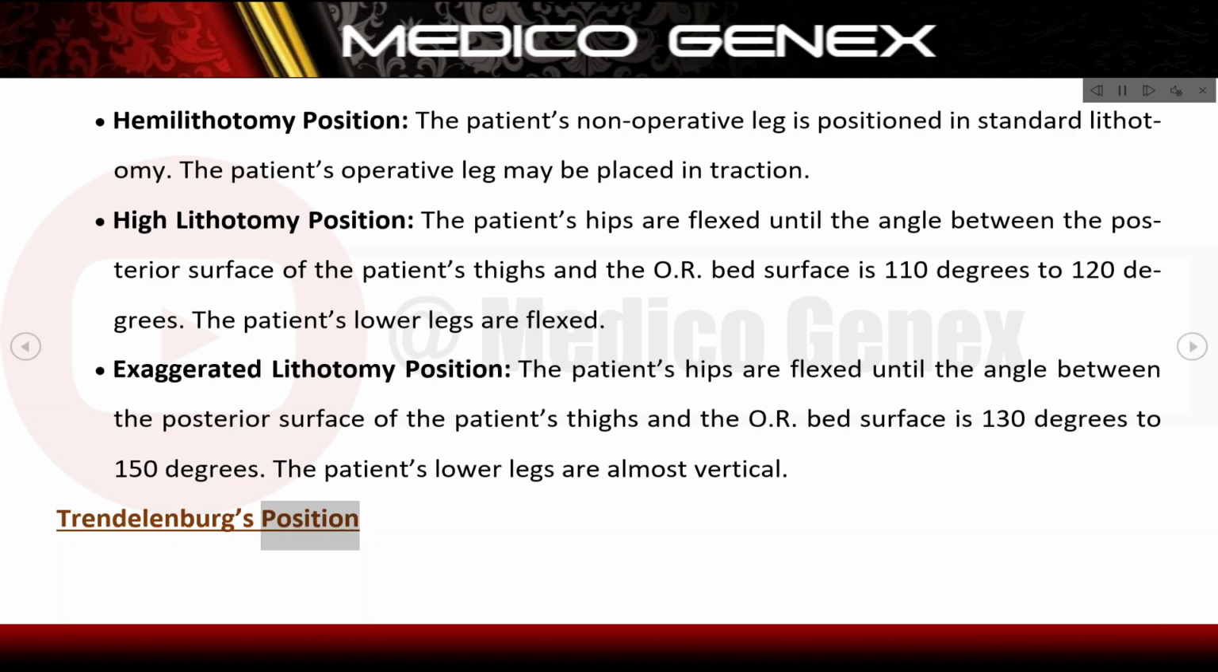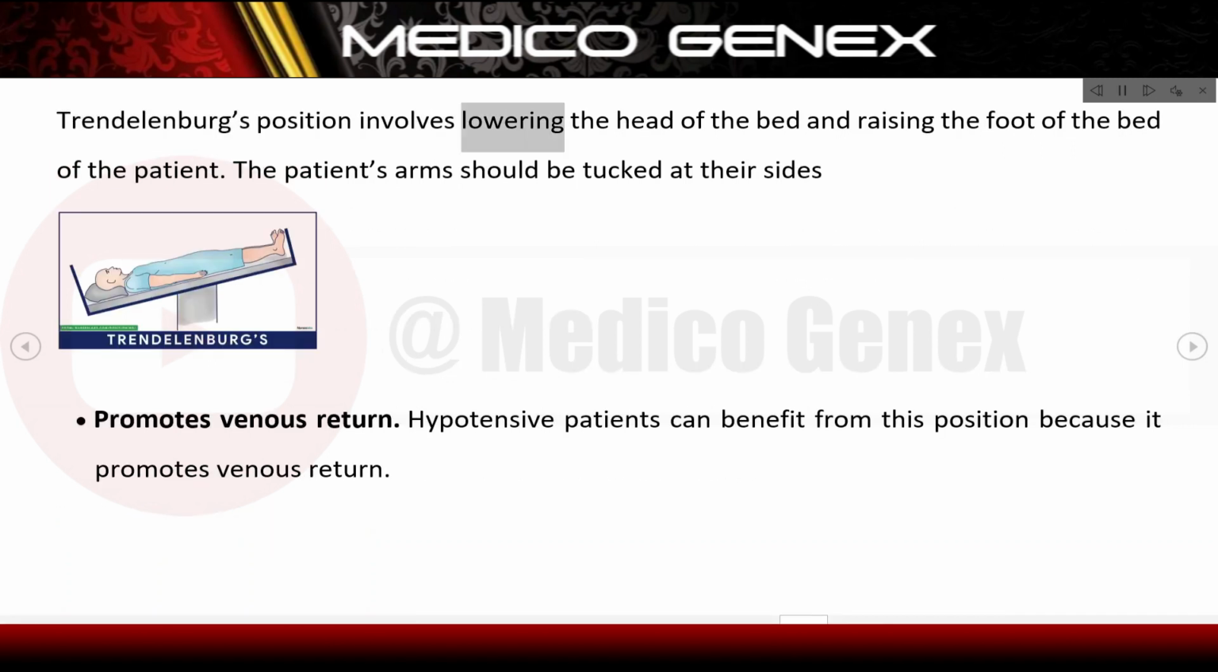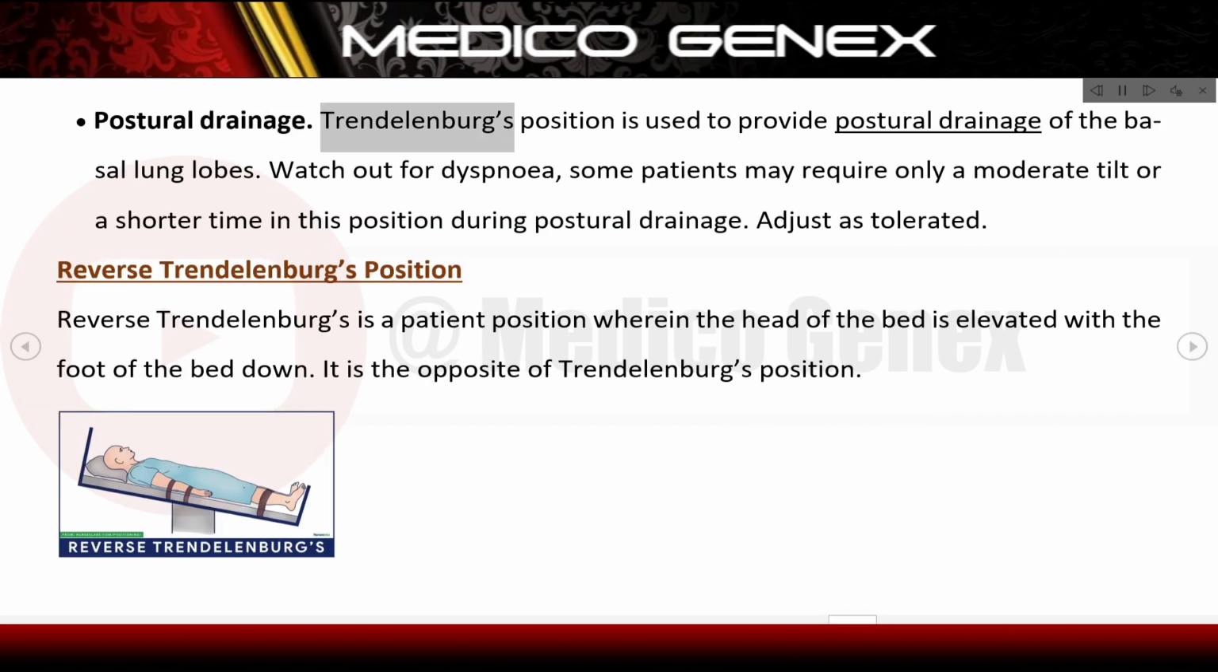Trendelenburg's position. Trendelenburg's position involves lowering the head of the bed and raising the foot of the bed of the patient. The patient's arms should be tucked at their sides. Promotes venous return. Hypotensive patients can benefit from this position because it promotes venous return. Postural drainage. Trendelenburg's position is used to provide postural drainage of the basal lung lobes. Watch out for dyspnea. Some patients may require only a moderate tilt or a shorter time in this position during postural drainage. Adjust as tolerated.